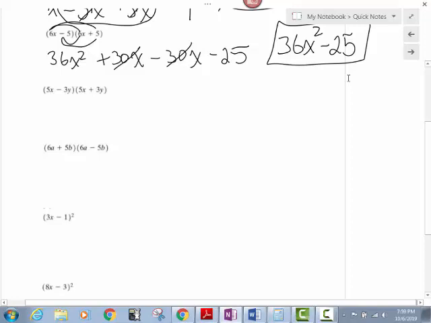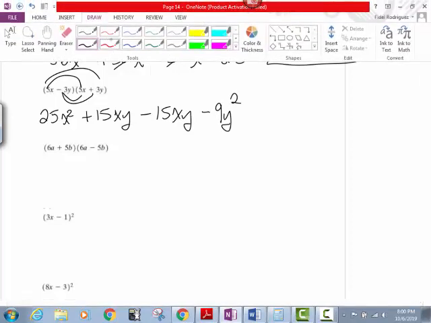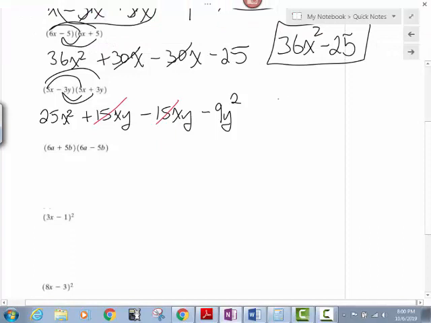Alrighty. So let's try the next one here. So again, let's go 5 times 5 is going to give me 25 with an x squared. Okay. 5 times 3 will give me a positive 15 x and y. Negative 3y times 5x will give me a negative 15 x and y. And negative 3y and a positive 3y will give me a negative 9 and a y squared. Okay. So our 15xy's will cancel, but we'll end up with a 25x squared and a minus 9y squared, right?